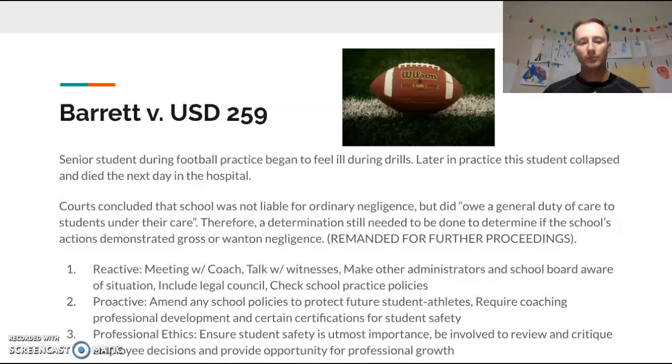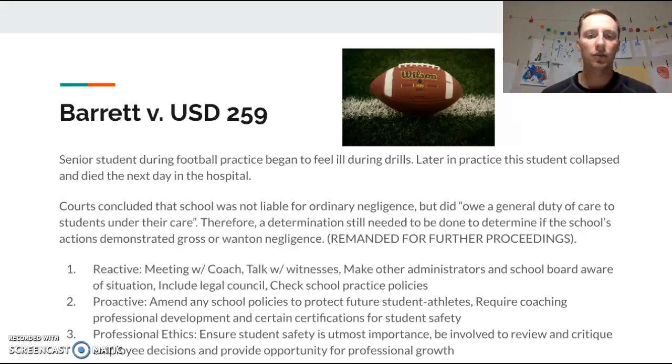For me, I think some reactive measures would be meeting with the coach, talking with witnesses. I would definitely let the other administration and school board be aware of the situation that had happened. And then I think legal counsel would need to be involved in this situation. And then definitely checking with school practice policies. Are we meeting the state regulations when it comes to practice, and were those practiced appropriately by the coaching staff?